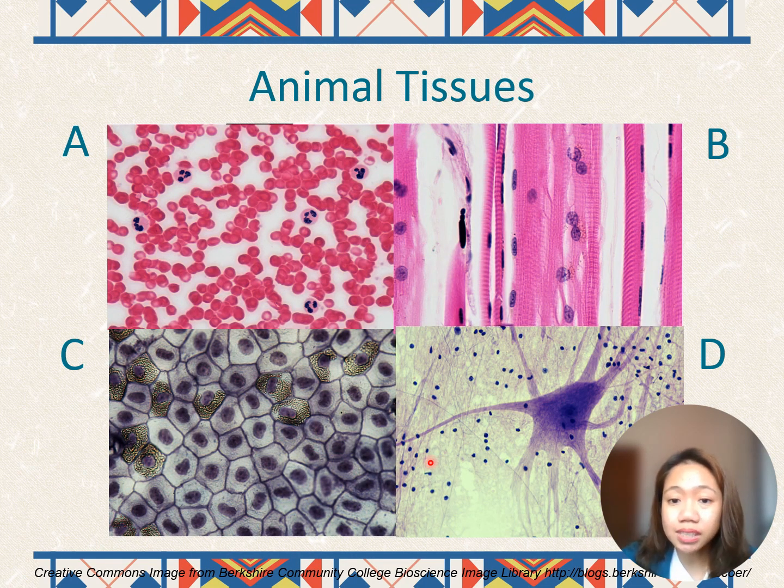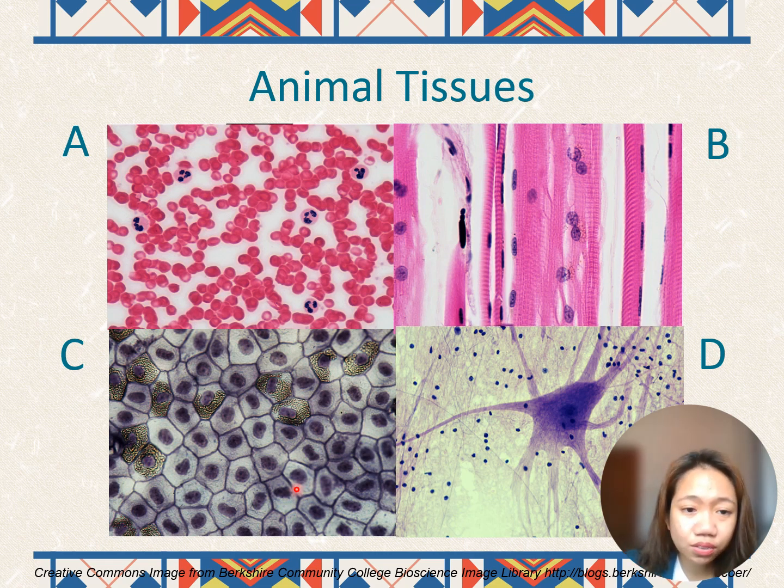So these are just examples of the different animal tissues. For example, slide A, I hope you recognize this. This is a red blood cell with some white blood cells here in color violet. And then we have the muscle cells here, which are striated, meaning they have these parallel lines because the muscle cells can contract and extend.